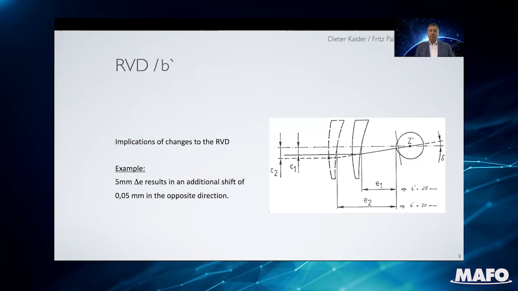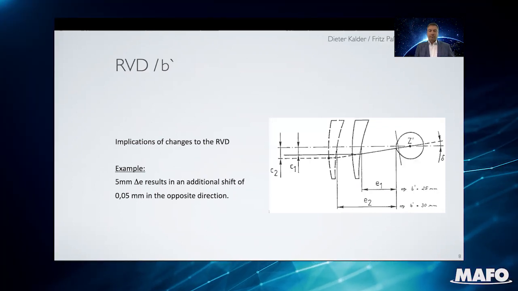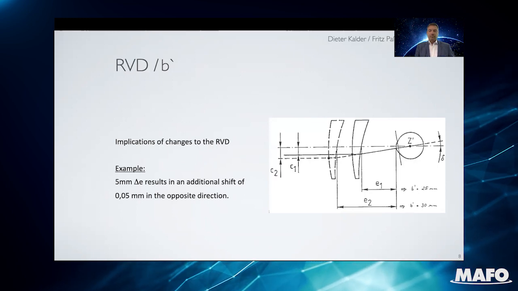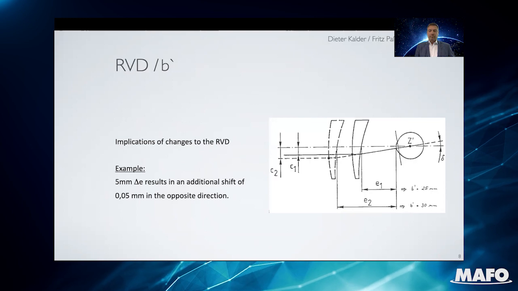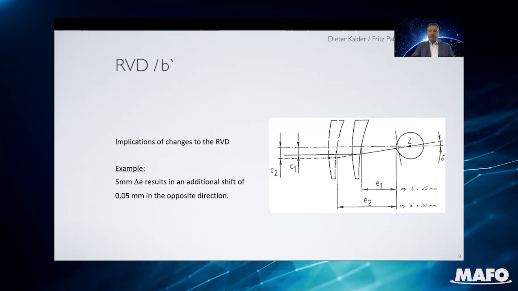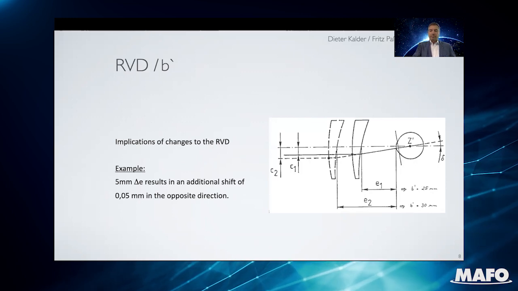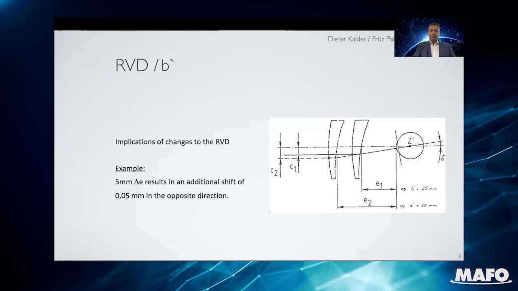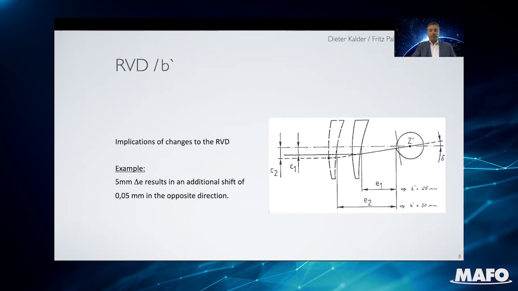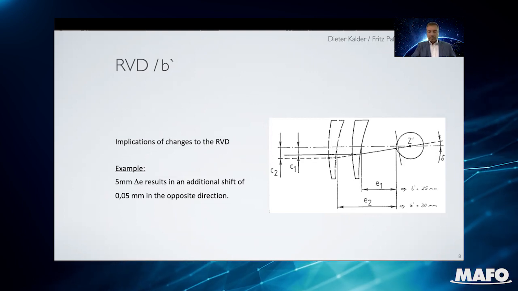Trial frame versus the eyewear. In this example, once again, the influence of the rear vertex distance on the prismatic effect. I would like to point out the importance of fitting frames and measuring. This is the job of the optician. In this example, a 5 millimeter difference results in an additional shift of 0.5 millimeters in the opposite direction.